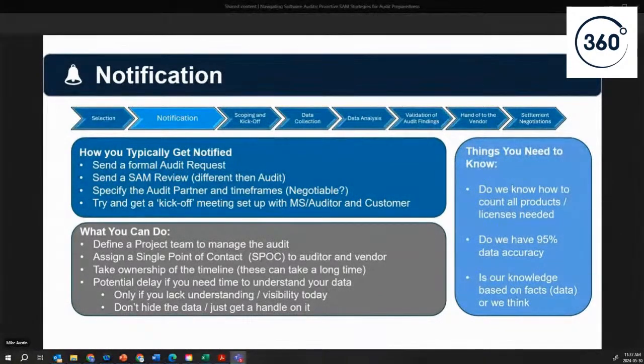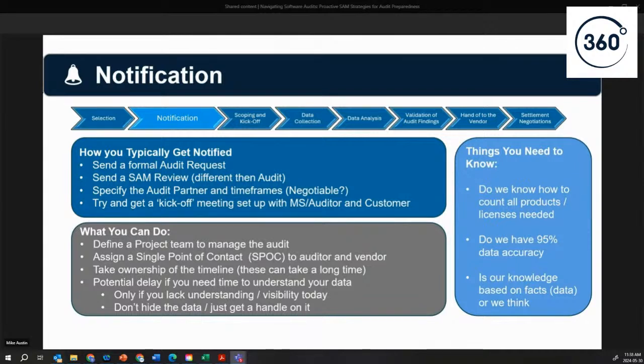And then once that kickoff meeting happens and you start to get into data collection, the vendor disappears, you work with the publisher until the handoff goes back, right? So a couple of things to note at this stage. If you get the notification, right away kick up a project team to manage the audit. That should include the technical people. You should have a single point of contact. That's the only person the auditor and the vendor can communicate with throughout this process. And we'll talk about why in a little bit.